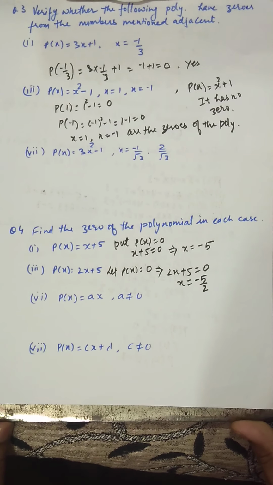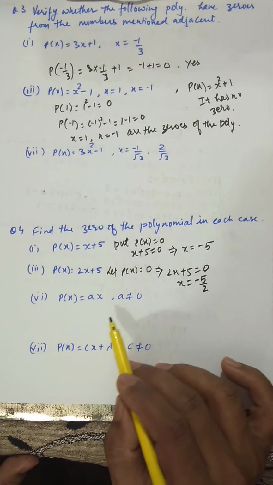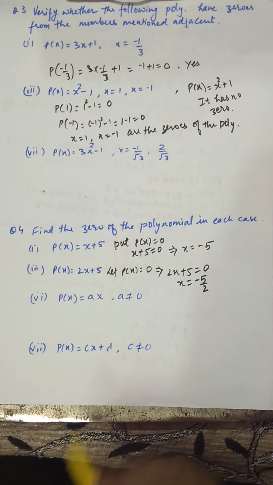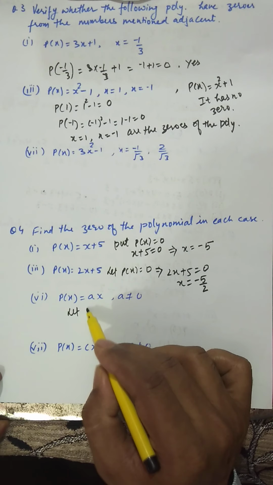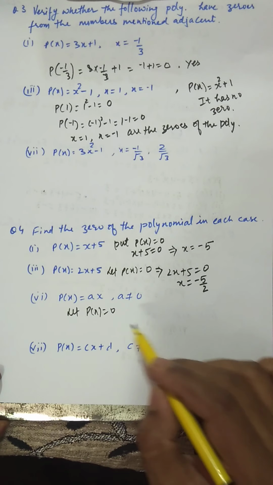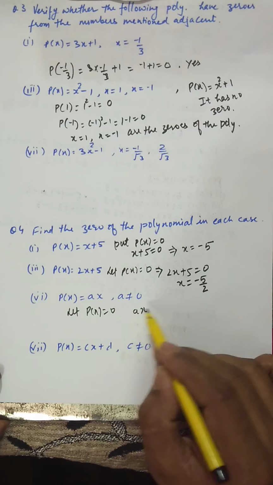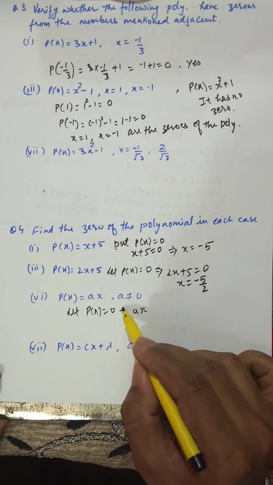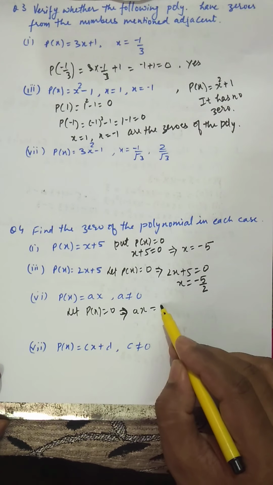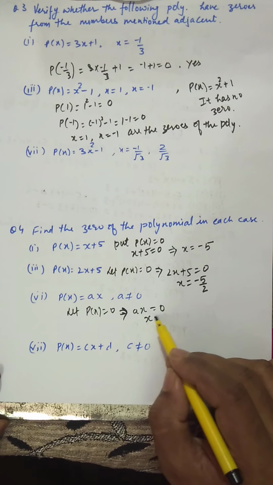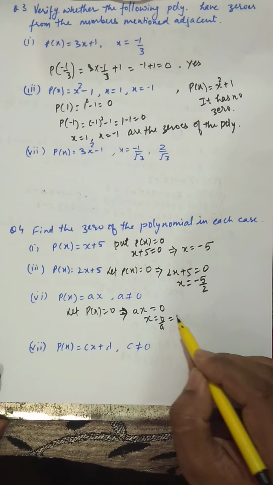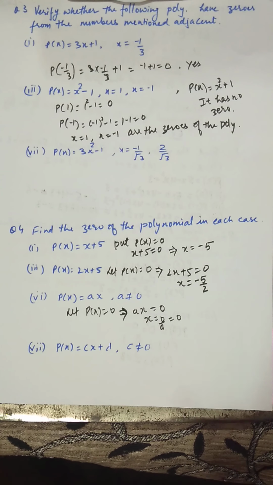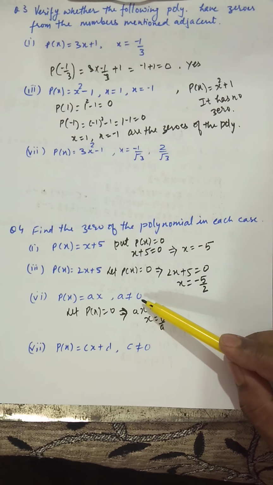Now come to this sixth part, p(x) = ax and a ≠ 0. So I am assuming that p(x) is equal to 0, and according to this ax, this implies that ax = 0, and then x will be 0/a, and the answer will be 0. So here the zero of the polynomial is 0. Okay. Now my question to you all: why is this a ≠ 0 given?